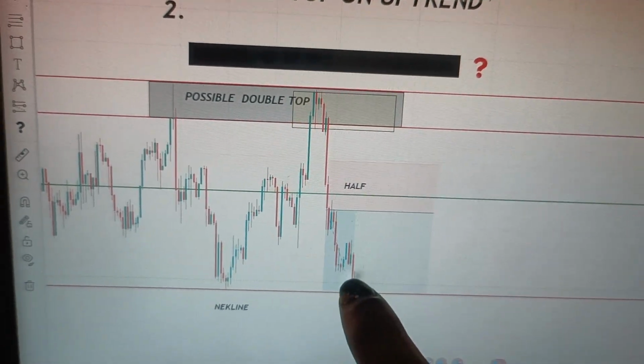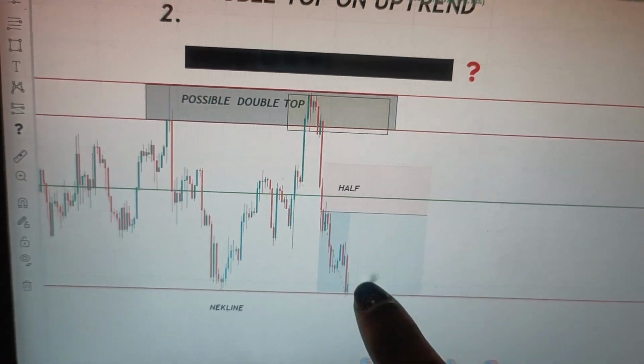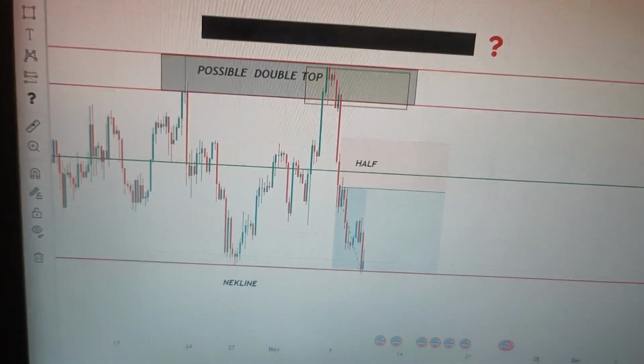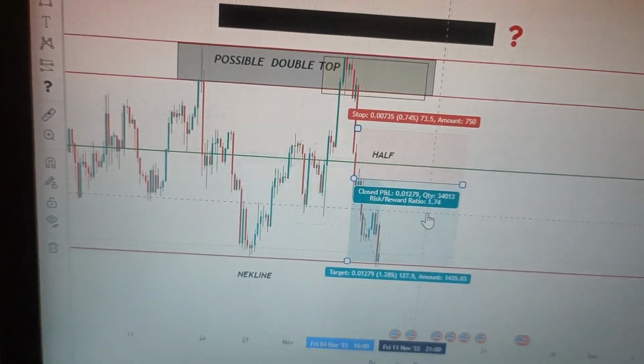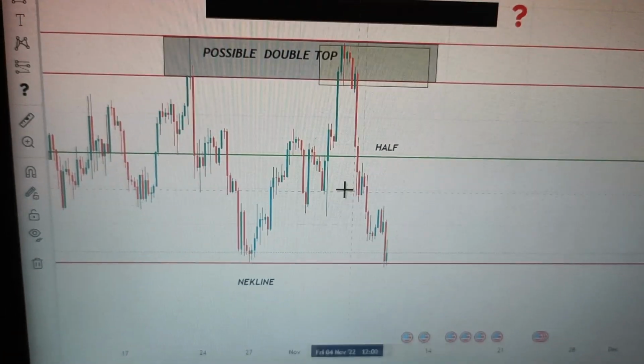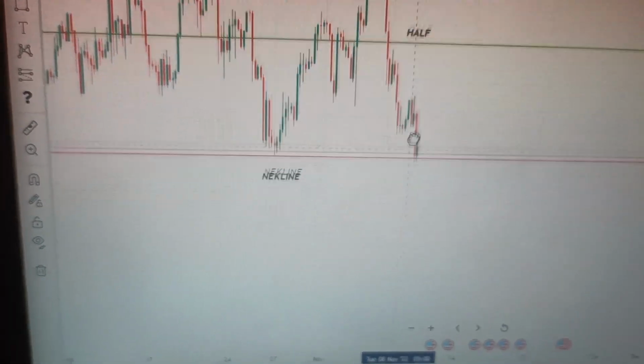This was just an easy double top, but if you know the rules, you could have even gained the first 90 pips, the next 100 and something. Now, what you're waiting is to see if this neckline will get broken. We want to see, will the neckline get broken?